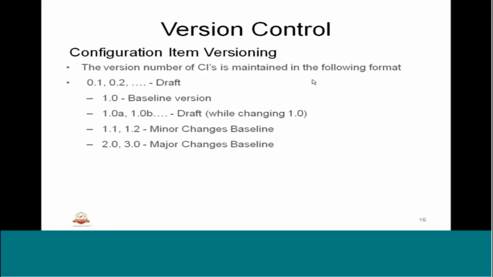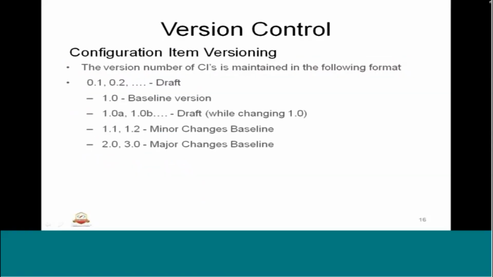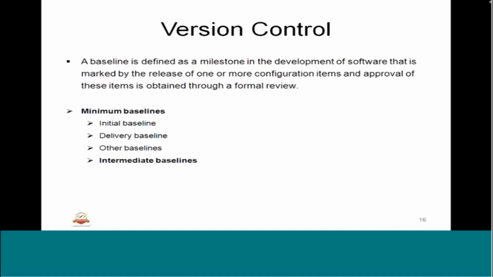Okay. The next important thing is the baseline. So what do you mean by a baseline? A baseline is defined as a milestone in the development of software that is marked by the release of one or more configuration items, and approval of these items is obtained through a formal review. So everything has to be formal. So we call it a baseline version, or a baseline for an item.